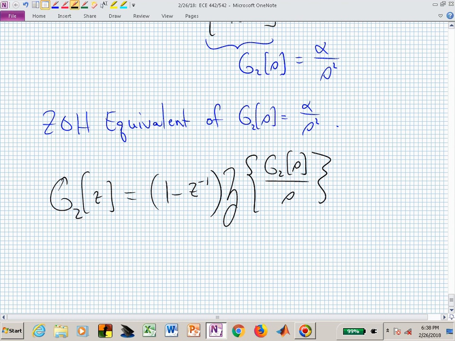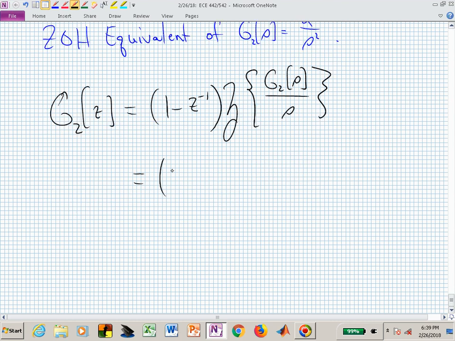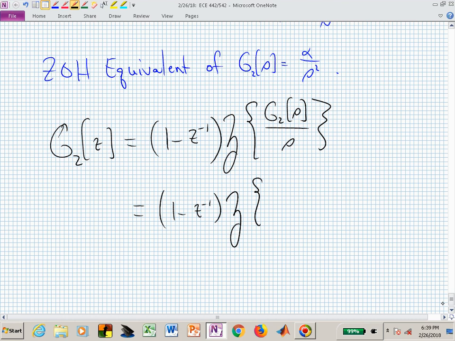You're playing along at home, right? That's now what we want, and we need to find capital G sub 2 of s divided by s. So this now becomes 1 minus z to the minus 1 times the z transform of, what was g sub 2 of s? I know it's cold in here with all this ice, but what's g sub 2 of s? Alpha over s squared. So now if we divide that by s, we just have alpha over s cubed. So now we put that inside this curly bracket, and we have alpha over s cubed.